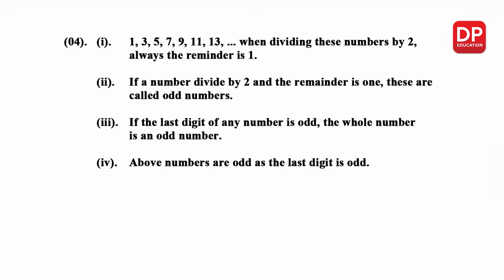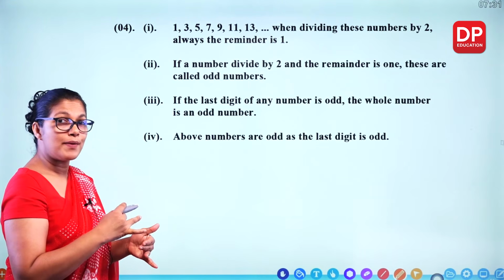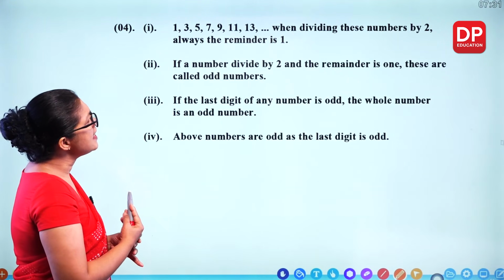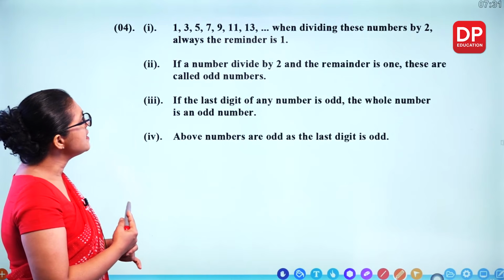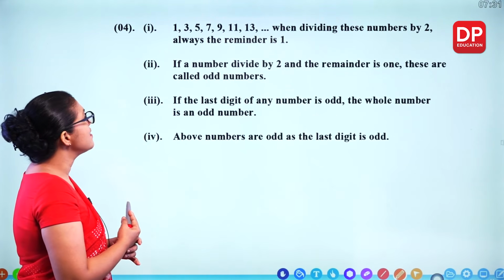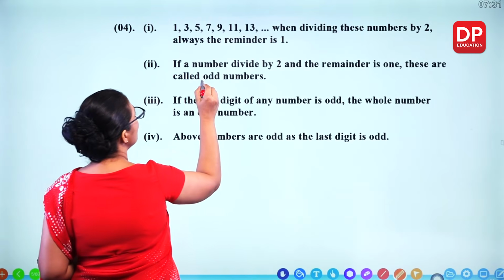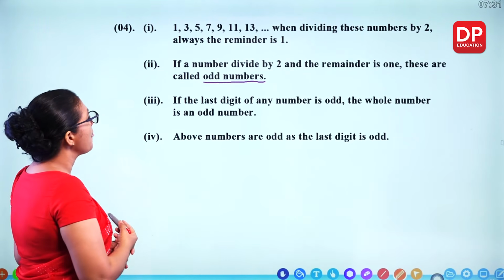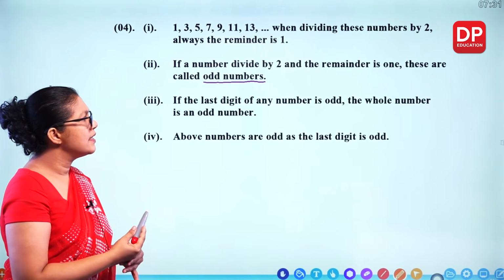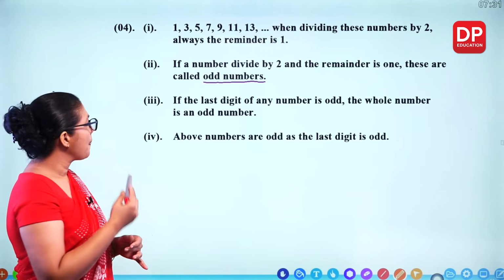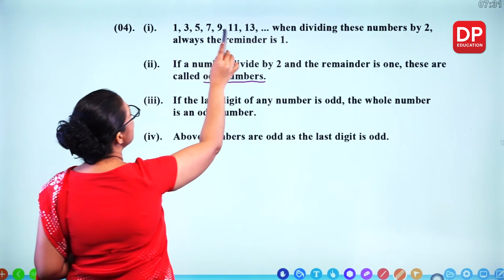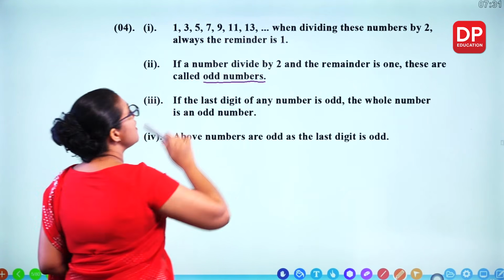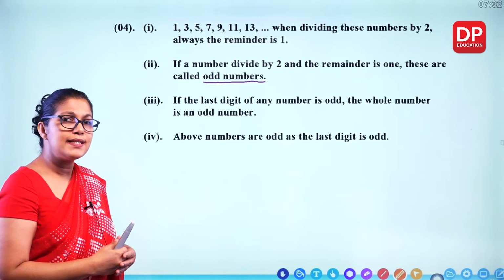Look at this one. 1, 3, 5, 7, 9, 11, 13. Other numbers, not even numbers. When dividing these numbers by 2, you always get a remainder of 1. If a number is divided by 2 and the remainder is 1, these are called odd numbers. So remember the term odd. If the last digit of any number is odd, the whole number is an odd number. Above numbers are odd as the last digit is odd. So look at the last digit and if it's odd, the whole number is an odd number.